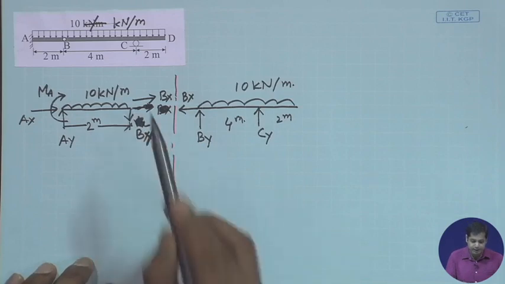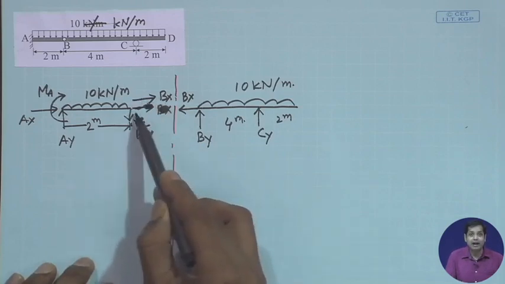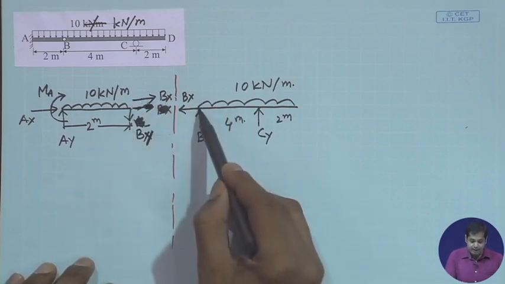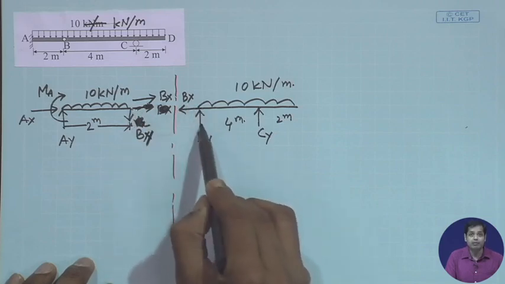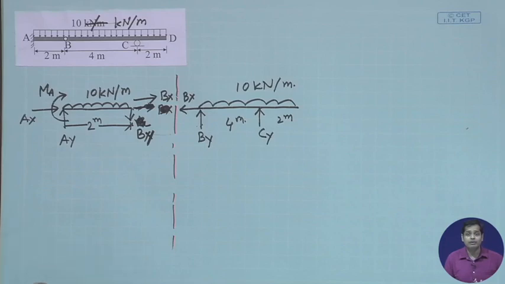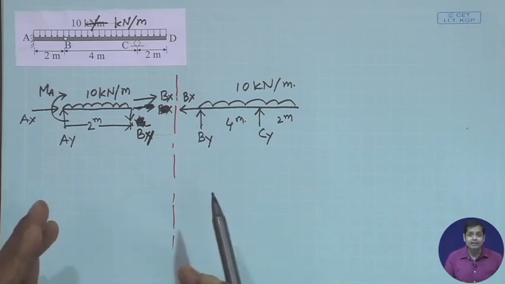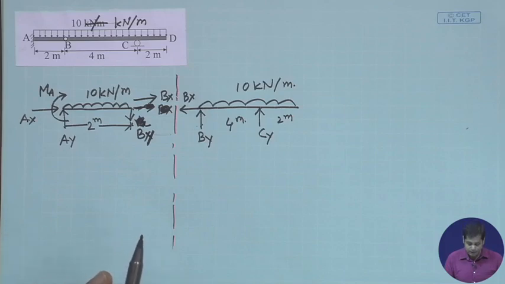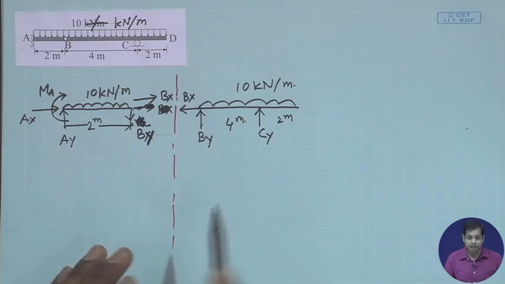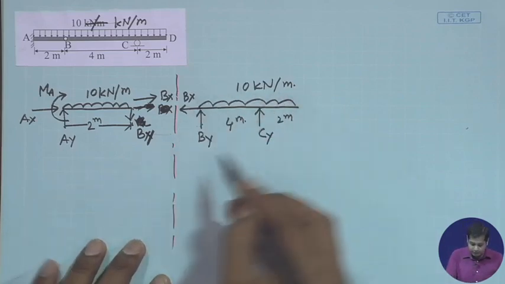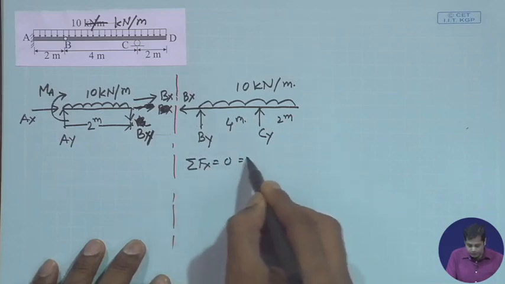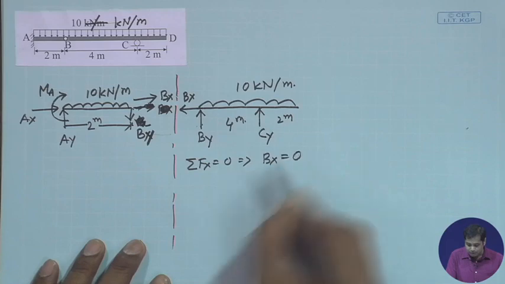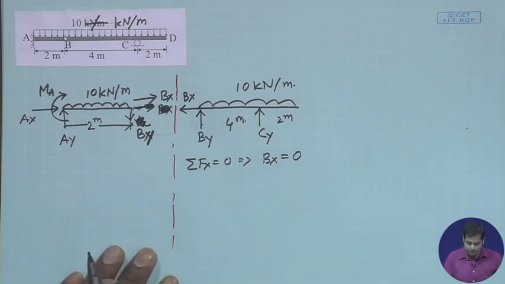So the hinge reactions are Bx and By in this case, and again Bx and By on the other part, shown in the opposite direction, right? Now once the free body diagram is drawn, next is to apply the equilibrium conditions. From this, if I apply summation of Fx equal to 0, this gives me Bx equal to 0, right.